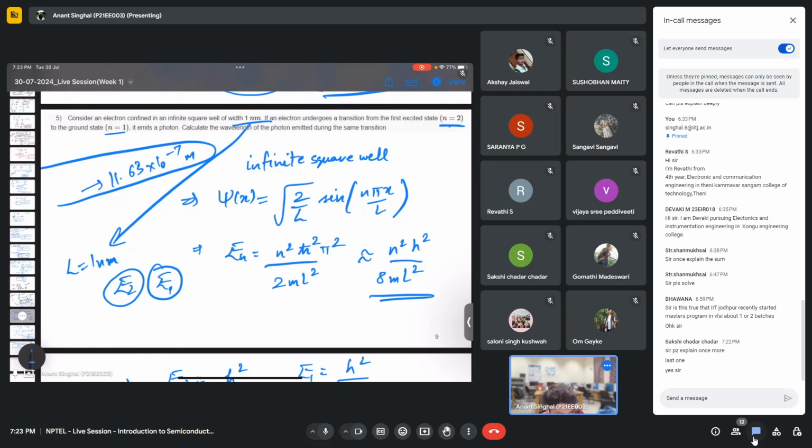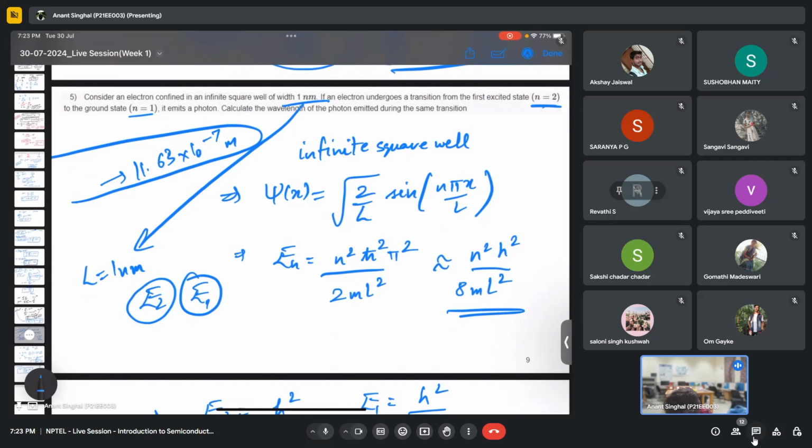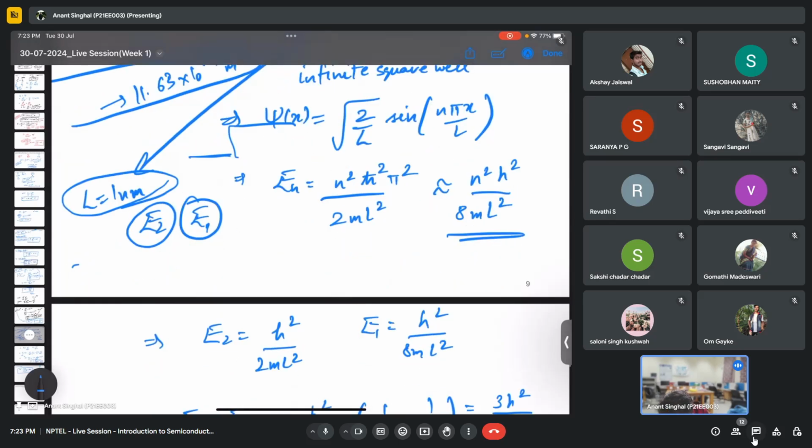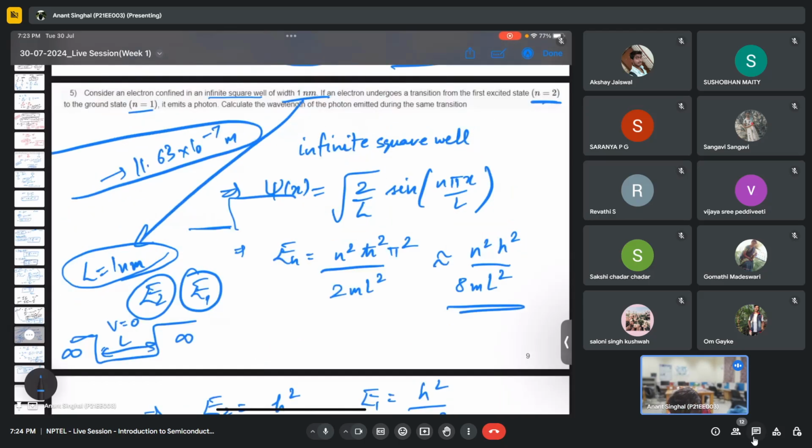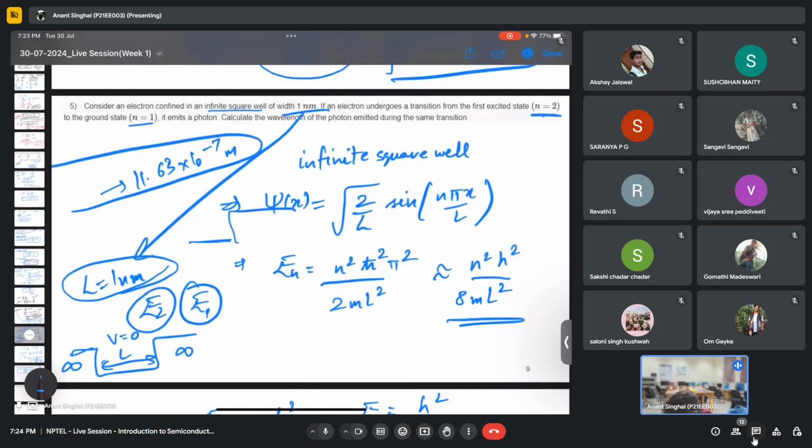Okay, fine. So in this particular question we have an infinite well having a certain length, or we can say a certain width. Maybe you can draw here. So let's say this is an infinite well in which we have infinite potential everywhere except zero potential in the well. Here it says if the electron undergoes a transition from the n equals 2 state to n equals 1, what will be the wavelength of the photon?